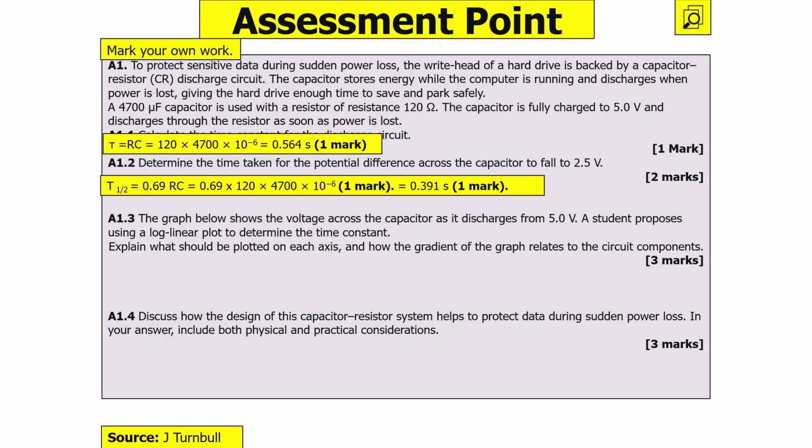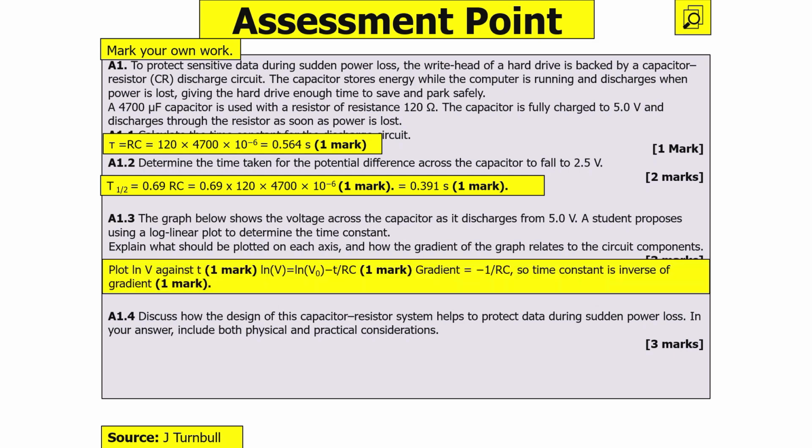Now in our next question, how can you work out the graph correctly? Well, we will plot log v against t. So we can then say log v is equal to log v0 minus t over RC from our equation. So therefore the gradient, when we compare that to y equals mx plus c, is equal to 1 over RC. So that tells us that the time constant is the inverse of the gradient.